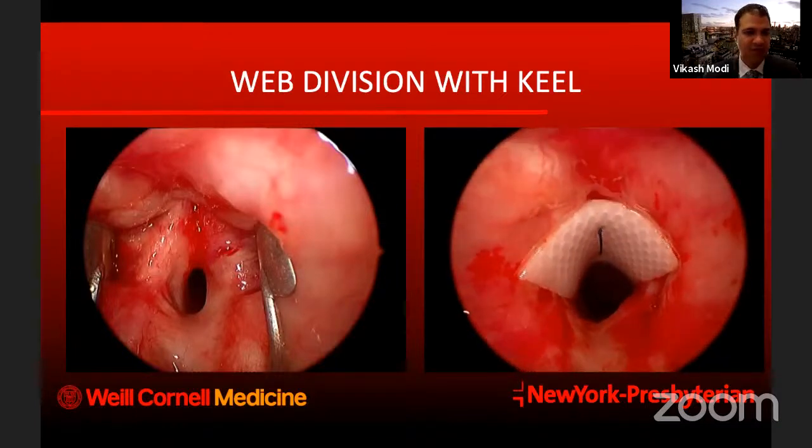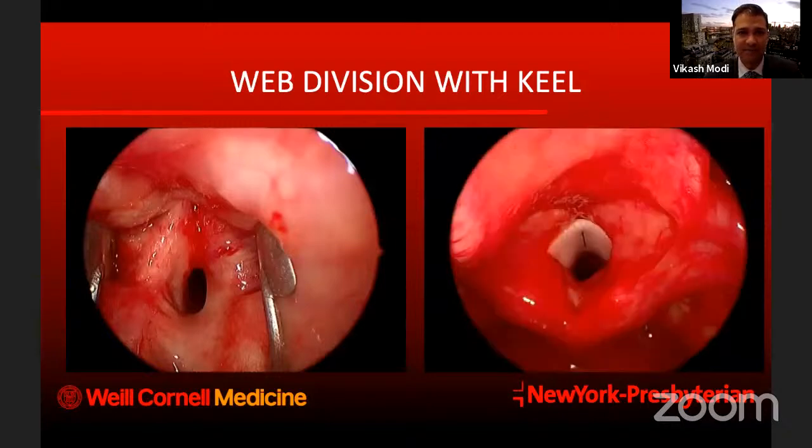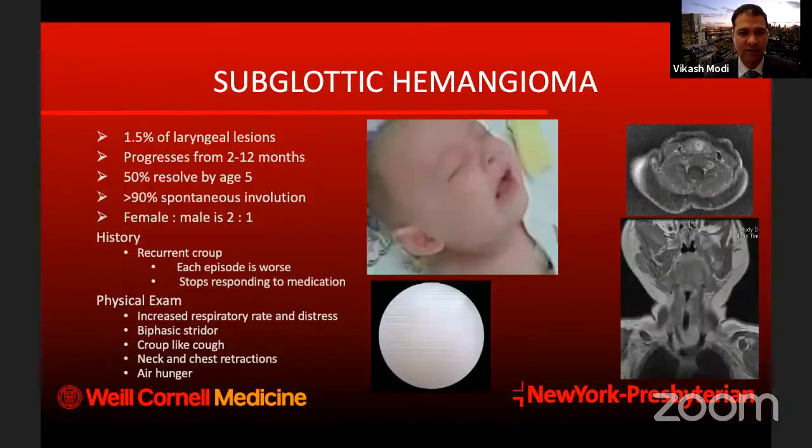And this is a child who had a type 2 that did not have subglottic stenosis, so you could just manage this endoscopically. If they do have subglottic stenosis, you'll have to put an anterior graft in addition to an endoscopic keel. Go on to the next.